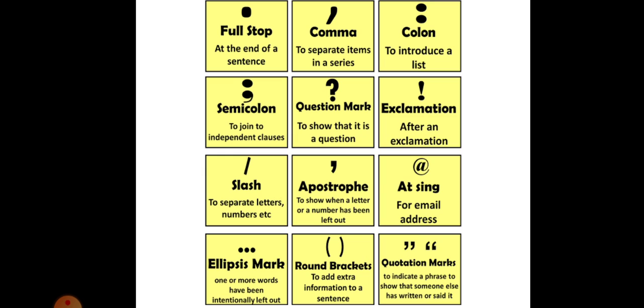Then there comes the question mark. This is very important for you. Question mark is put at the end of the question statement. For example, what is your name? This is a question statement. So at the end of this statement, a question mark will be put.